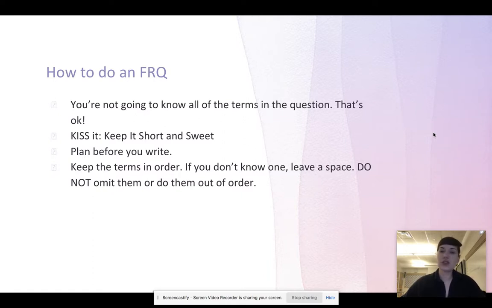And don't switch the order around, because again, the readers do thousands and thousands of these in one weekend. And if you do them out of order, that makes it really hard for them to find your answer, and they may actually miss points that you deserve to get. So you got to make it as easy for them as possible.